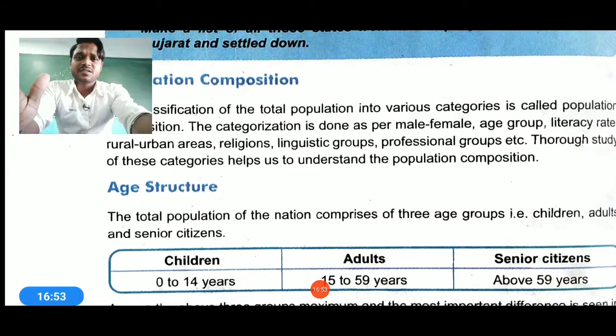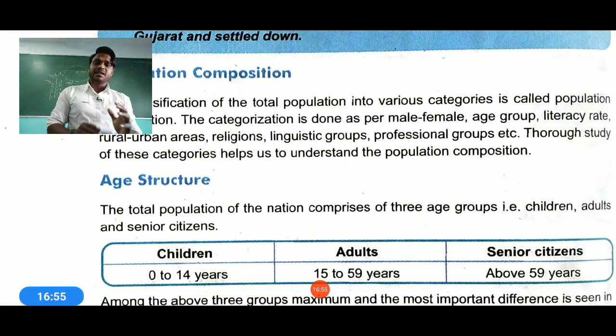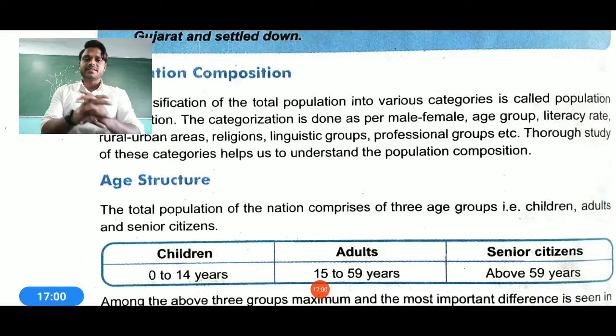Now age structure. So देखो, the total population of the nation right now comprises 3 age groups: children, adults and senior citizens.